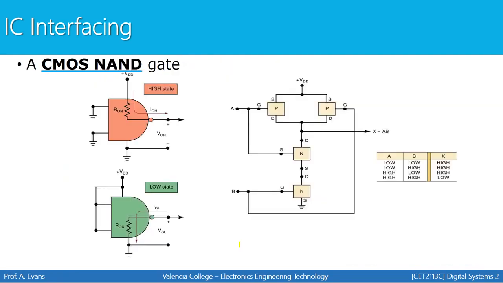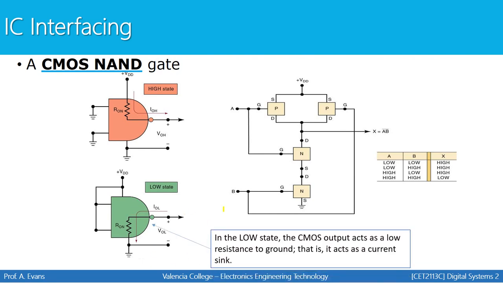So we're going to look at an example of current, again, in the low state. Just a reminder that in the low state, the CMOS output is just like the TTL output, it acts as a current sink. So I put this in here just to remind you, when we think about current flow in the low state, we have to think about it sinking current, meaning that current will flow back into your output.